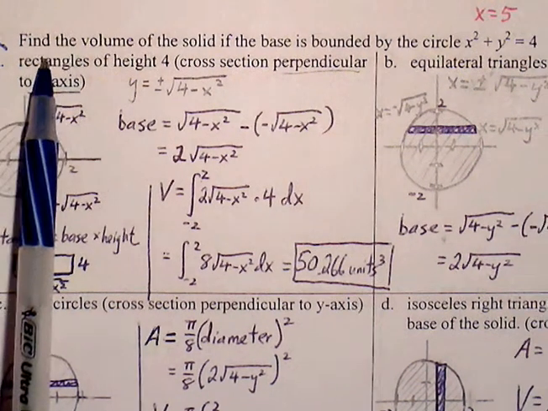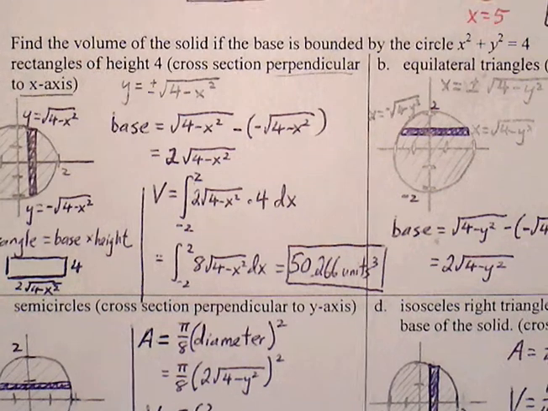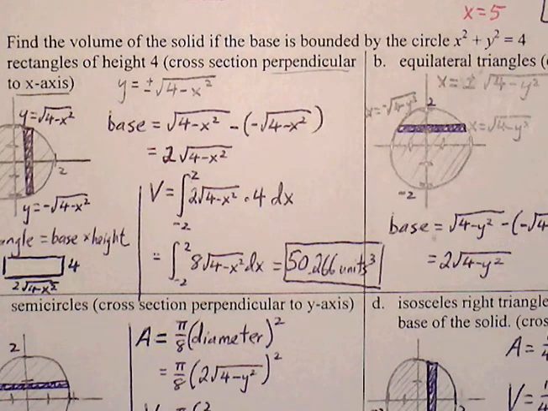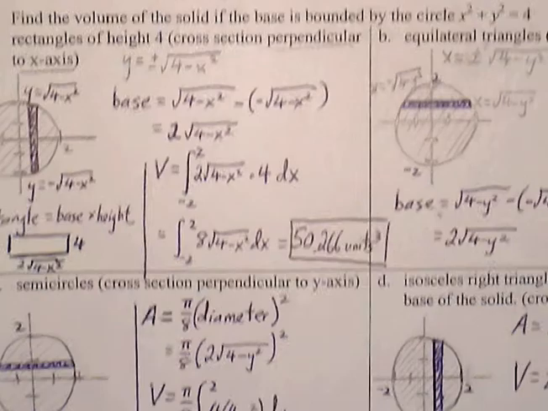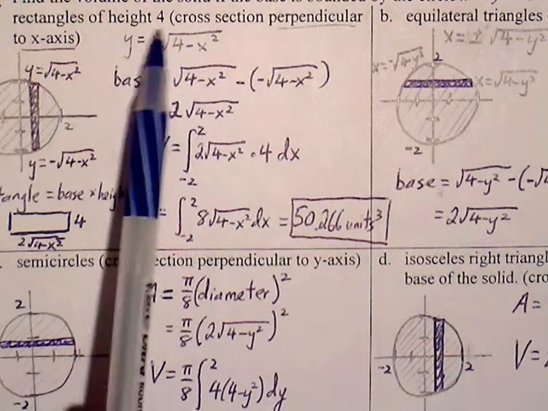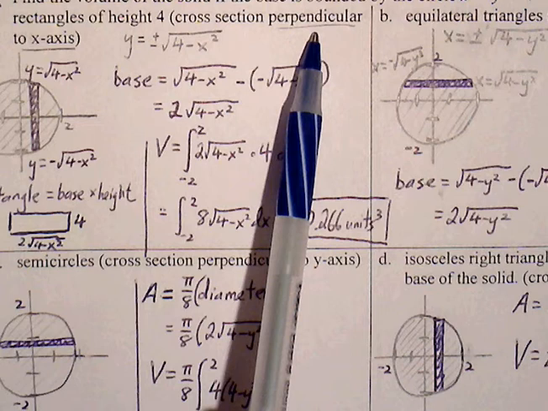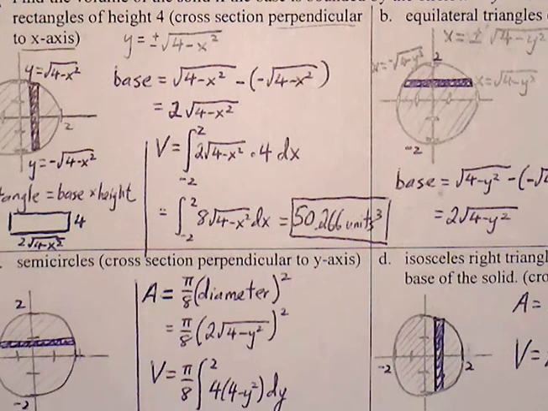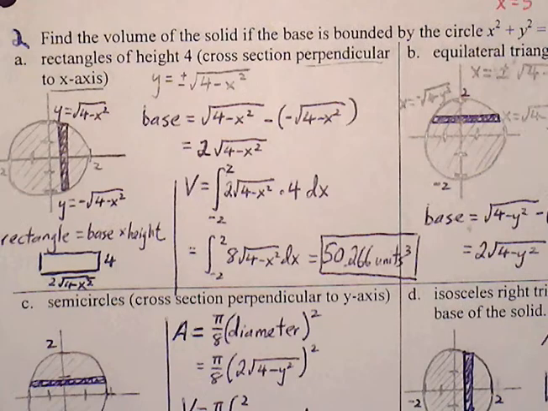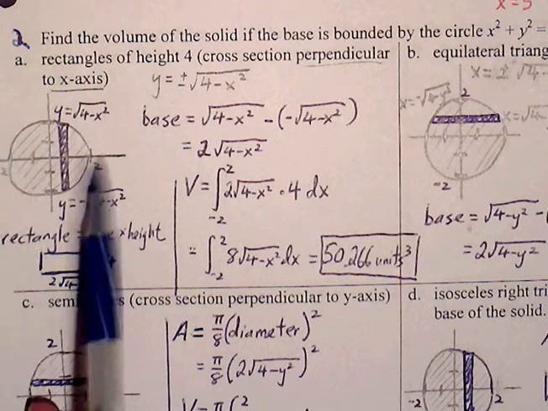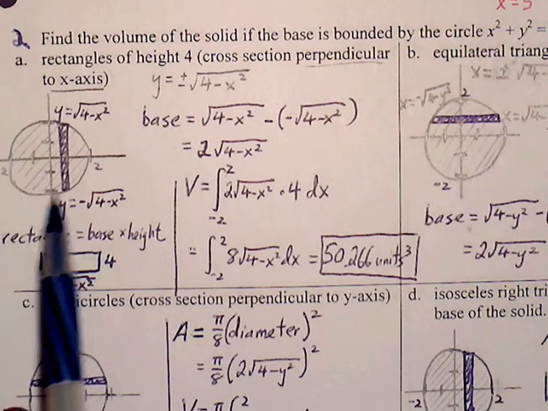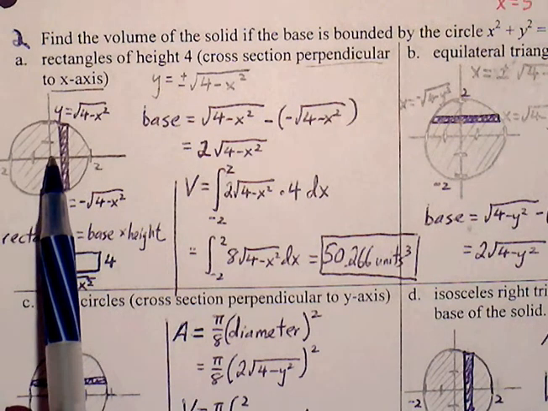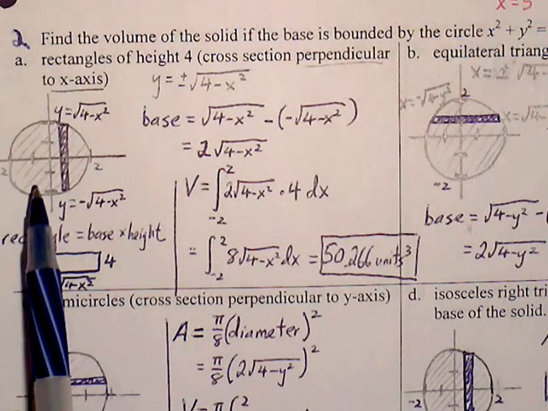Find the volume of the solid if the base is bounded by the circle x squared plus y squared is equal to 4. And for the first part, we're going to create rectangles of height 4, and the cross-section is going to be perpendicular to the x-axis. So I drew the circle, x squared plus y squared is equal to 4, center at 0, 0, and radius of 2.